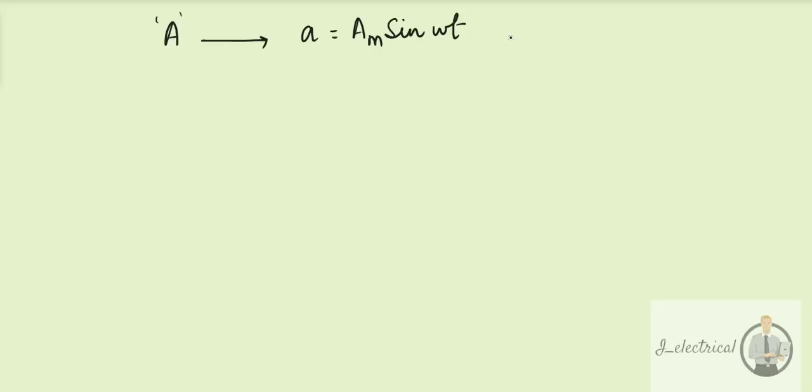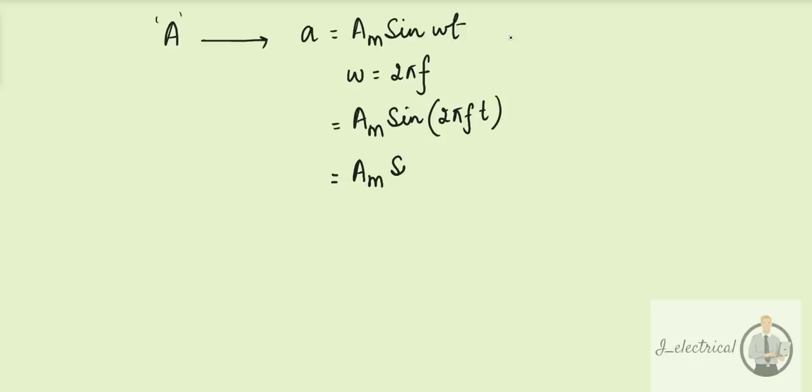Also, we know that omega is equal to 2 pi f. Therefore, I can write this equation as Am sine 2 pi f t. Also, if I consider the angles in degrees, I can also write Am sine theta. So I have three different forms of the equation. All the three are same.